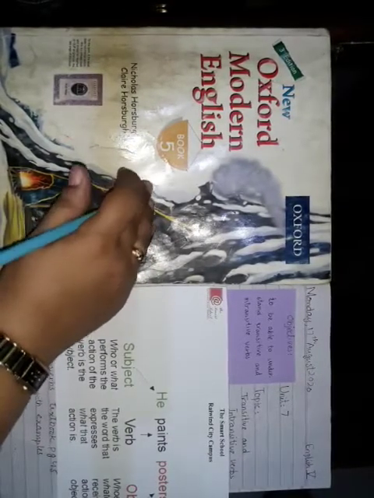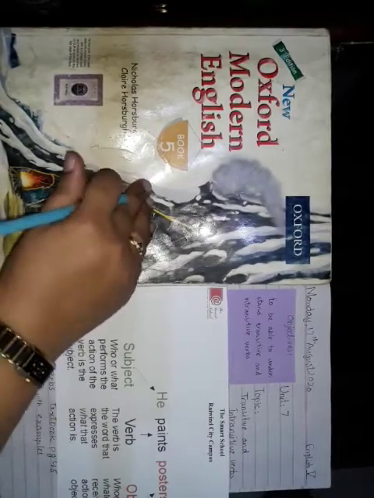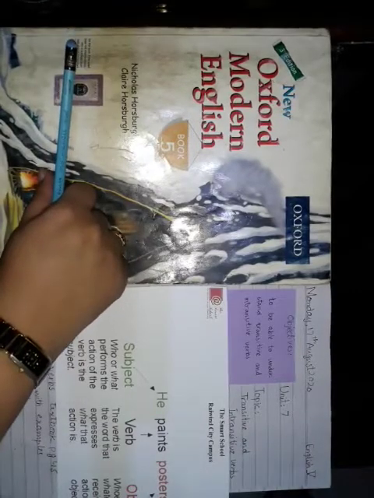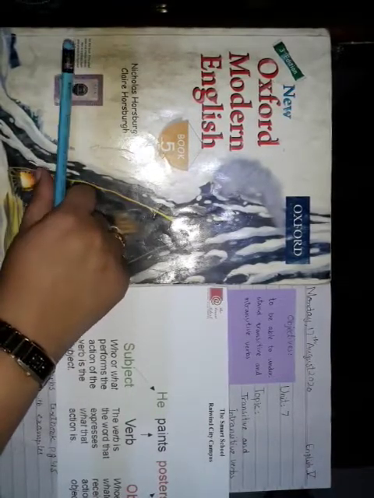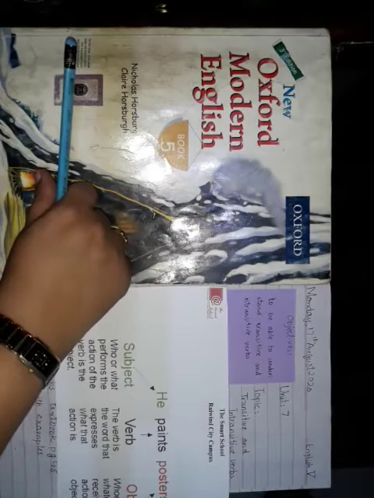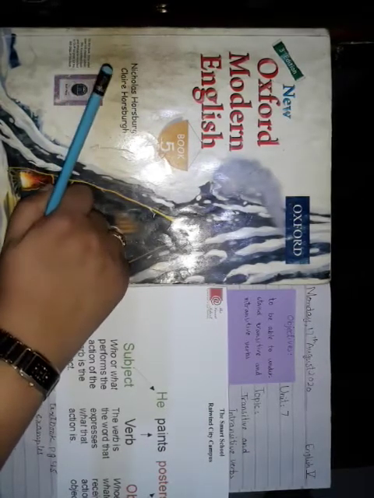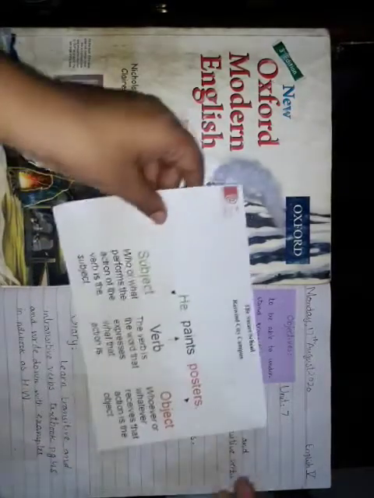Alright, children, today we're going to learn about transitive and intransitive verbs. Right? Transitive and intransitive verbs. But before starting that, let's revise what is SVO. In our previous lessons, we learnt about SVO, that is subject, verb and object.